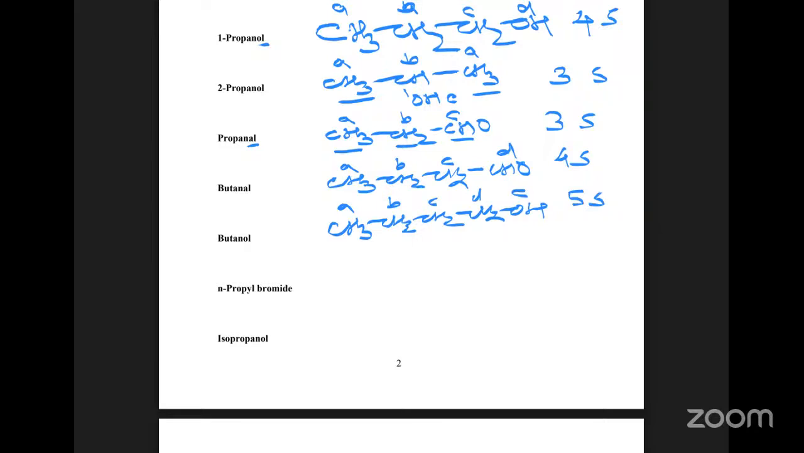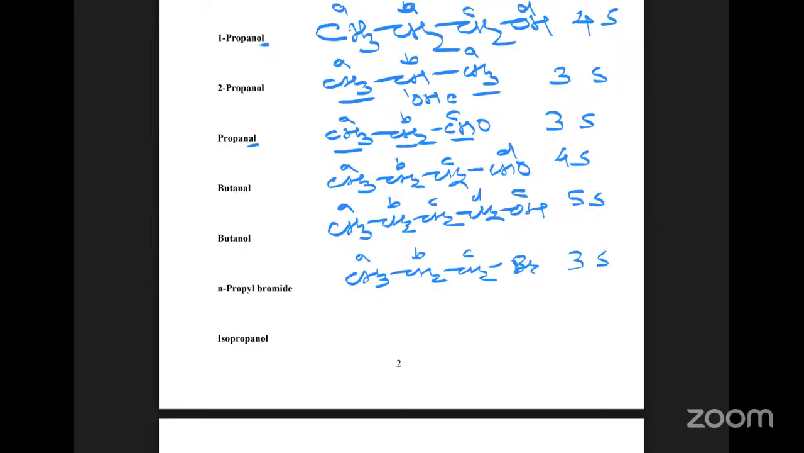Now, n-propyl bromide, that n means normal straight chain. So this will be CH3, CH2, CH2, and this will be your Br. Now, let me just get rid of this. Okay, so if you see here, A, B, C. So there will be 3 signals.